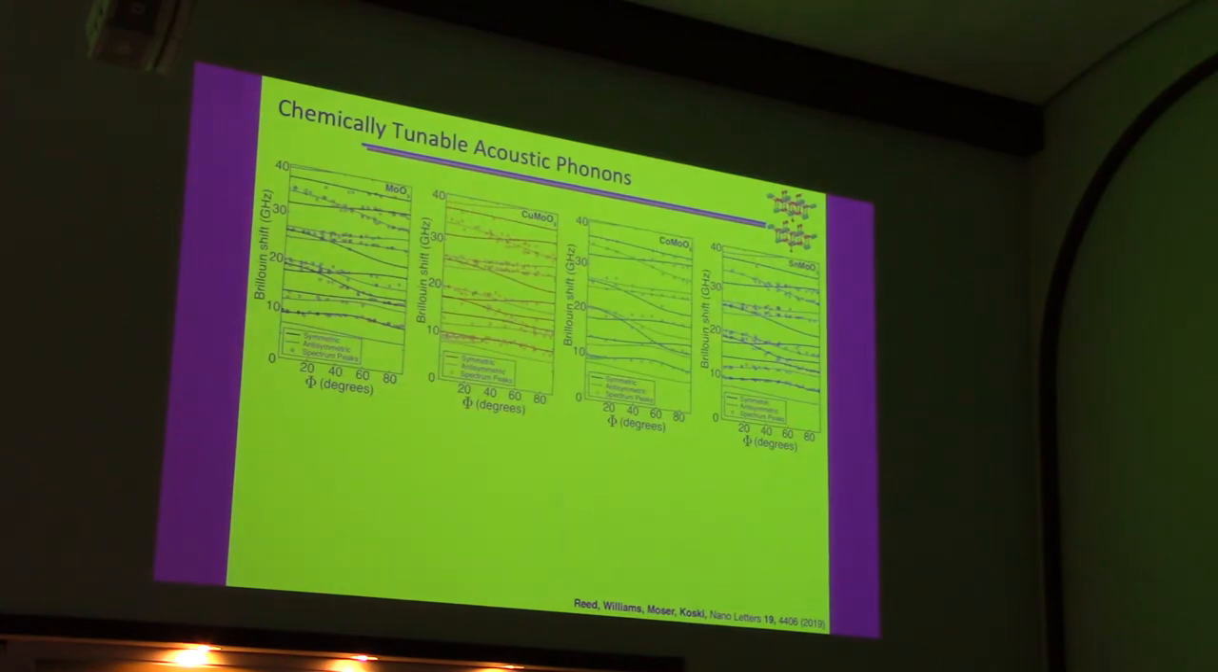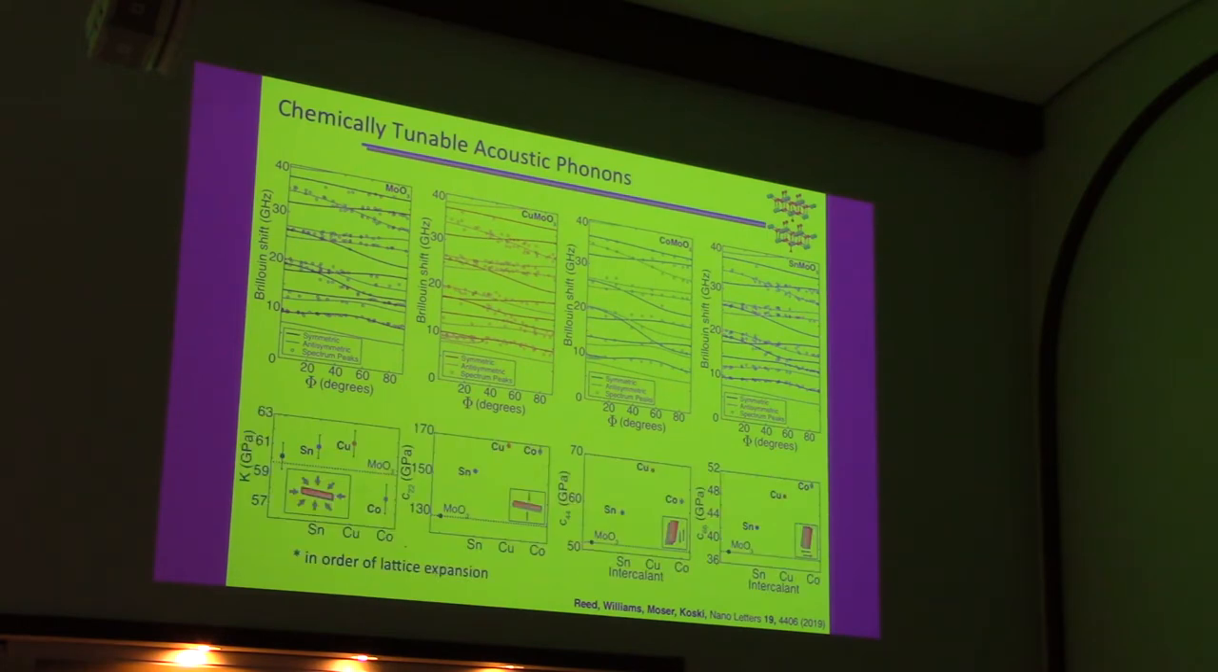So we can take this data and map out the entire acoustic phonon dispersion relation, and this is what it would look like. A lot more complicated than the nice two transverse, one longitudinal mode. We can take this data, and using a code that Brian Reed wrote, which is basically a Lamb wave solver, we're able to extract all of the mechanical properties.